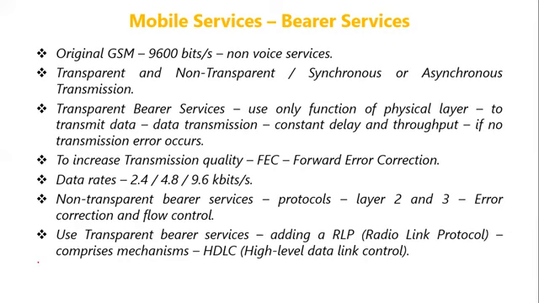Data transmission can be full duplex synchronous with data rates of 1.2, 2.4, 4.8 or 9.6 kilobits per second, or full duplex asynchronous from 300 to 9600 bits per second. So these are the various bearer services offered by GSM.